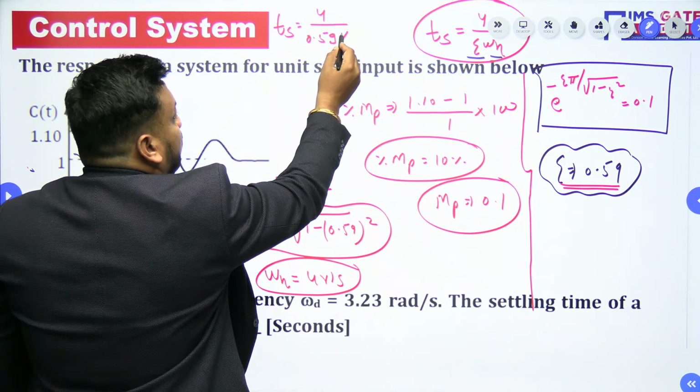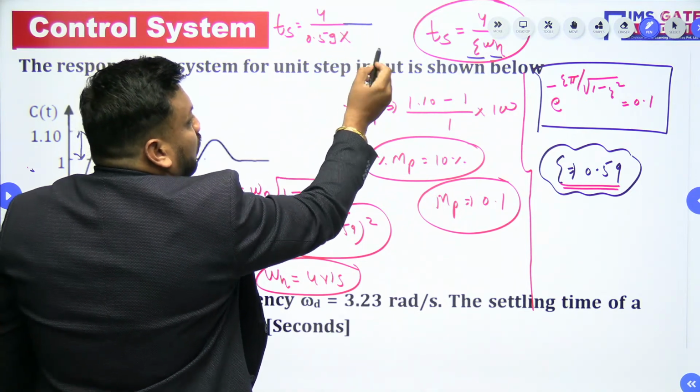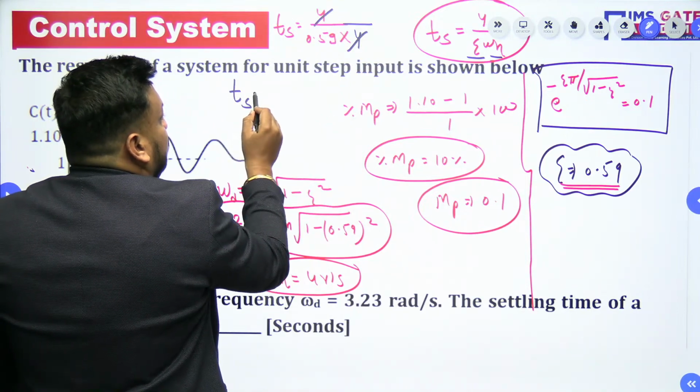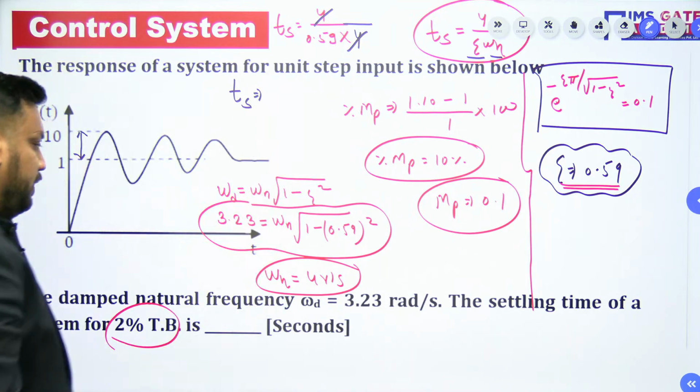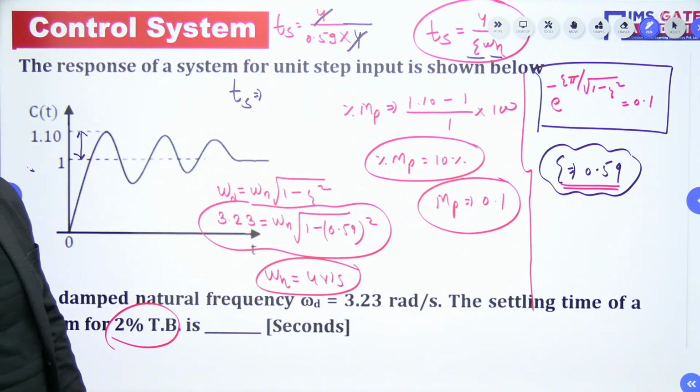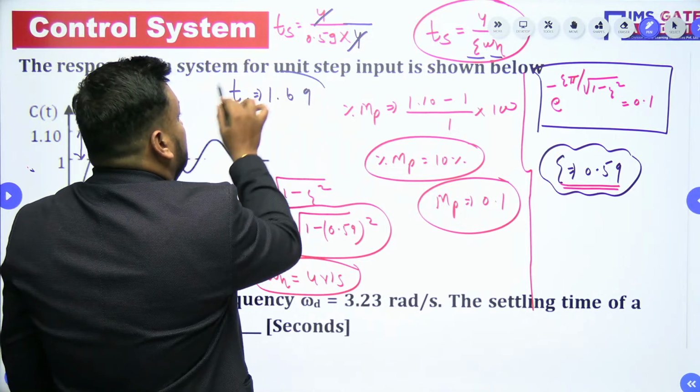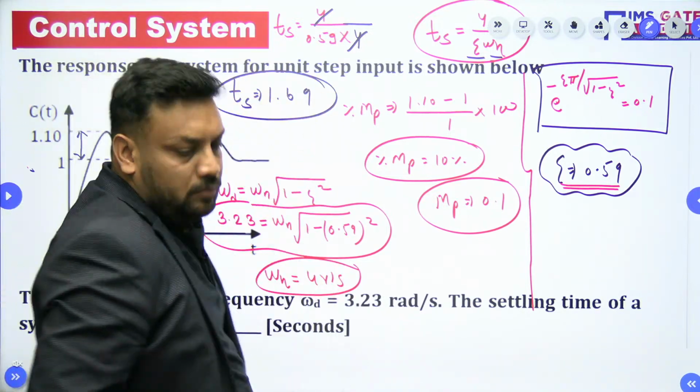Zeta is 0.59 and omega n is 4. So the 4 cancels out, and your settling time will be 1 upon 0.59. So I think it is 1.689 something, 1.69 something. Shabash, yes.